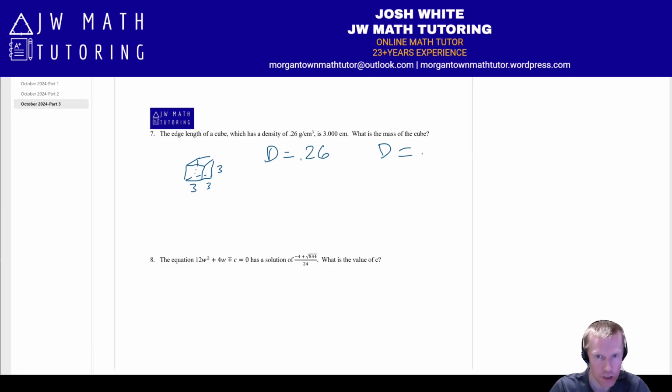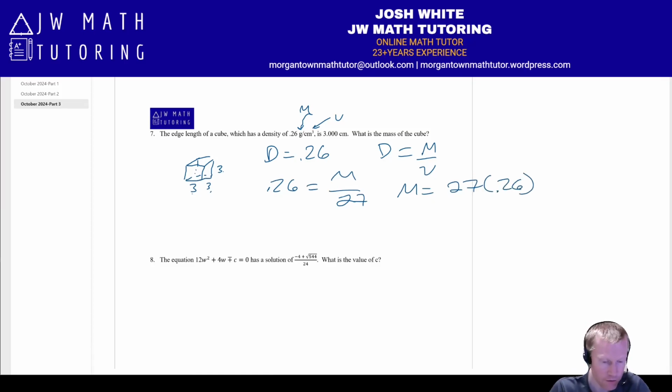So hopefully you know the equation. Density is mass divided by volume. If you didn't know that, you can look at the units and hopefully recognize grams as a mass and cubic centimeters as a volume. So we know the density. We don't know the mass. That's what we're finding. The volume is length times width times height: 3 times 3 times 3, 27. Now the mass is just going to be 27 times 0.26. The correct answer is 7.02 grams. So 7.02 is what you'd select for a multiple choice answer, or just fill in to the question.